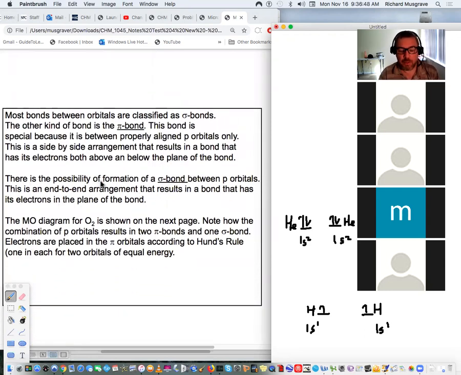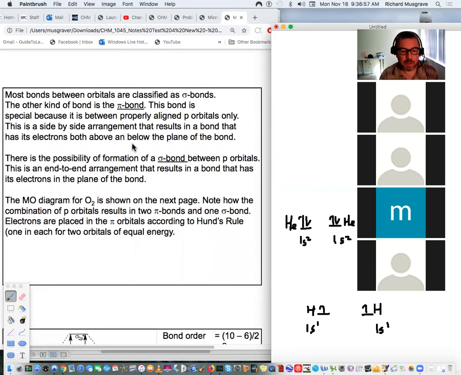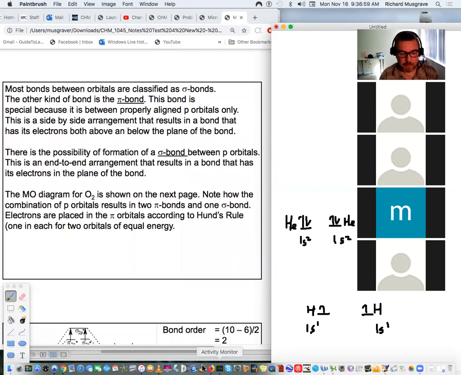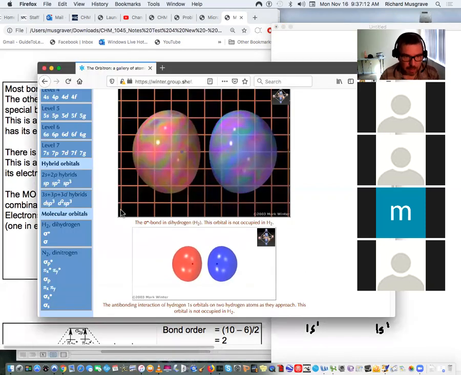So we've got two kinds of bonds we're going to talk about. We've got sigma bonds, and I've already shown you an example of that. There's also another kind of bond called a pi bond. So let's take a look. I'll go back to that diagram. Here it is. Okay.